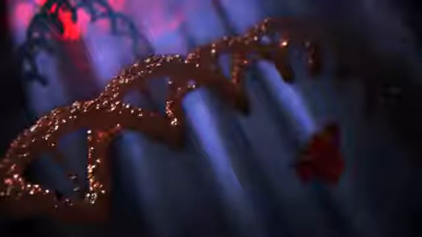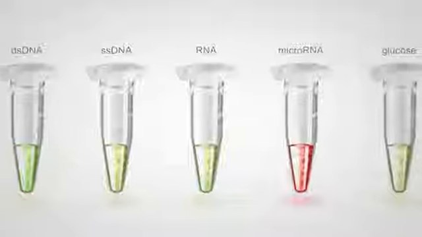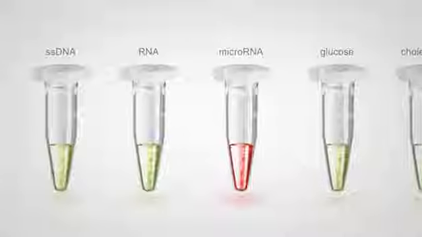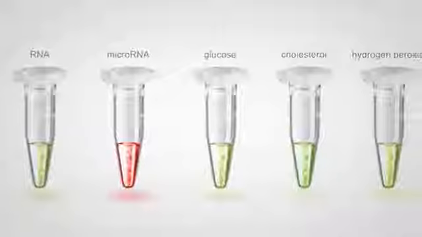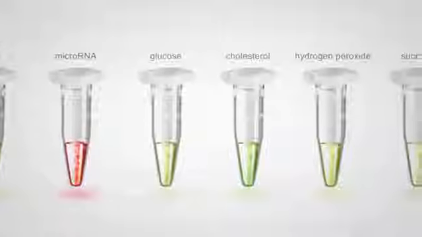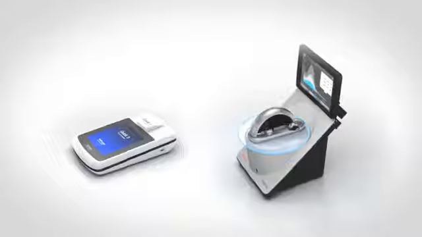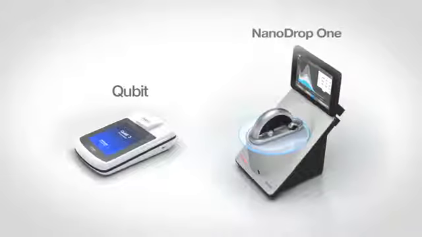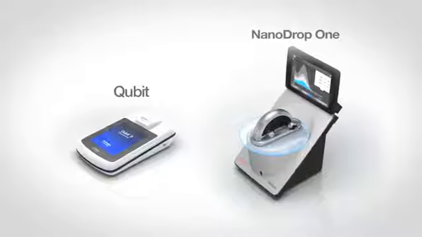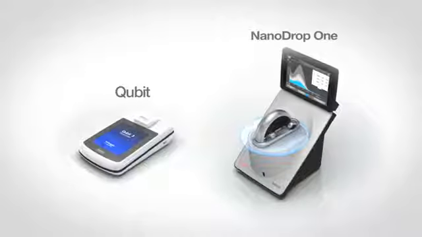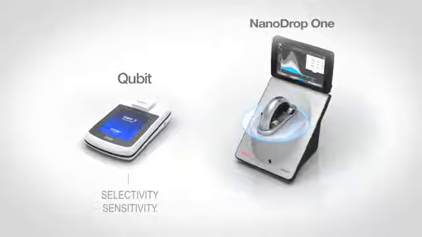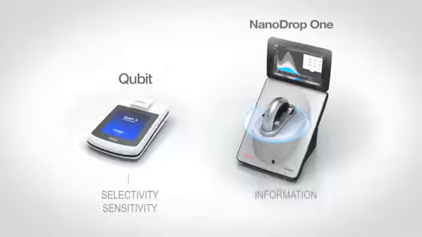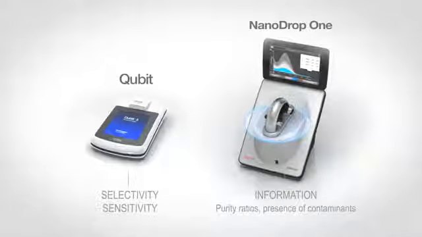In contrast, the Qubit fluorometer requires separate dyes to detect each biomolecule. A variety of dyes are currently available for a wide variety of biomolecules. Every lab should have the best of both worlds. The Qubit and NanoDrop One instruments enable accurate, easy, and fast quantitation of biomolecules. The Qubit fluorometer offers specificity, whereas the NanoDrop One instrument offers information about the sample, such as purity ratios and the presence of contaminants.